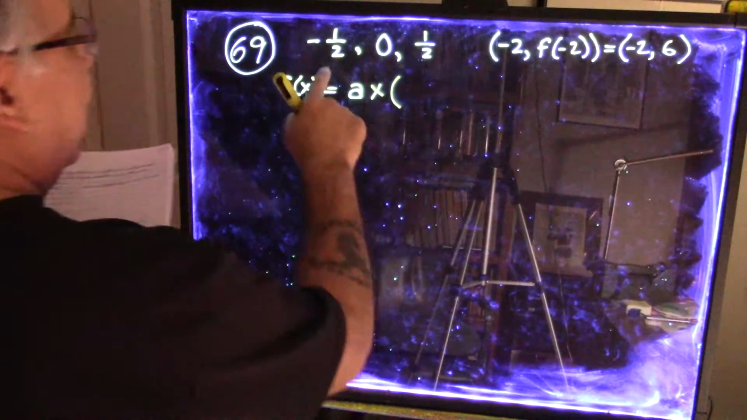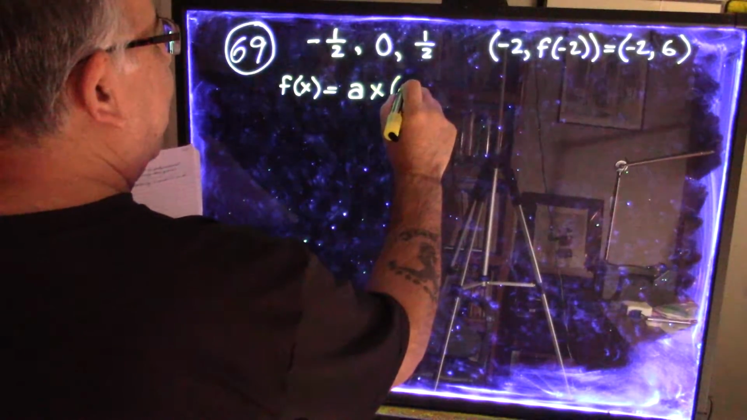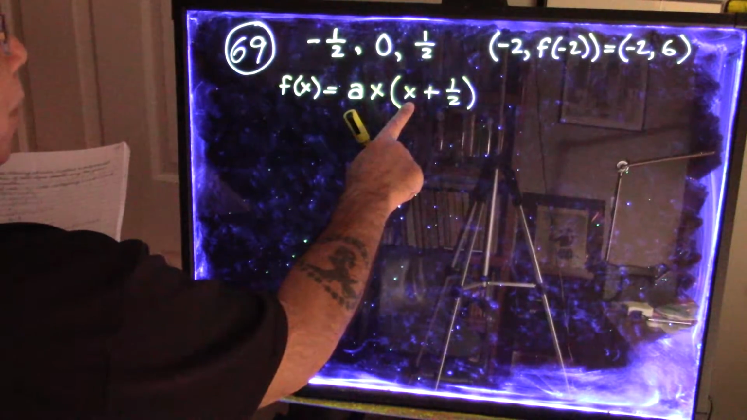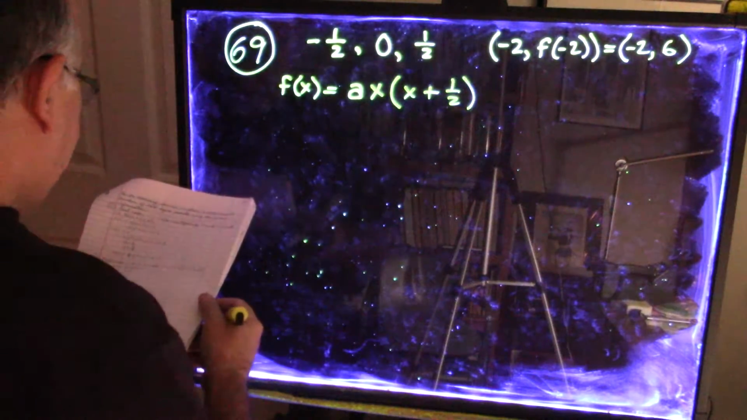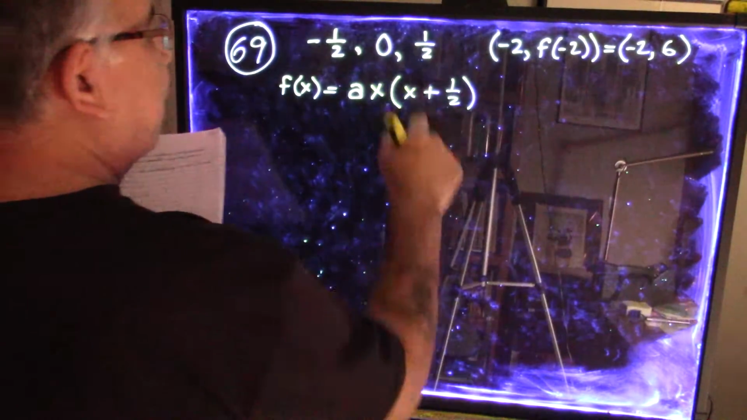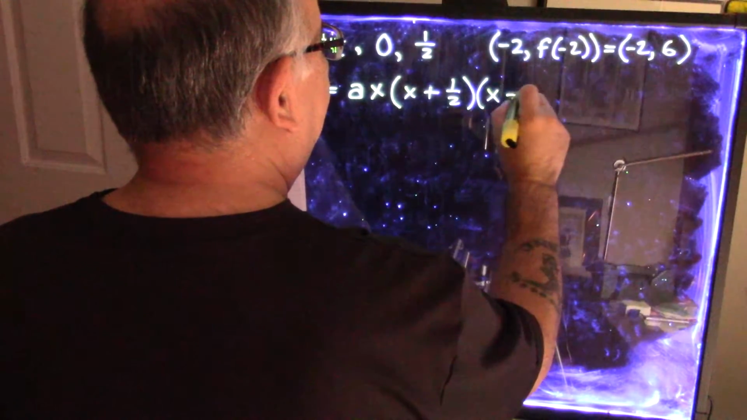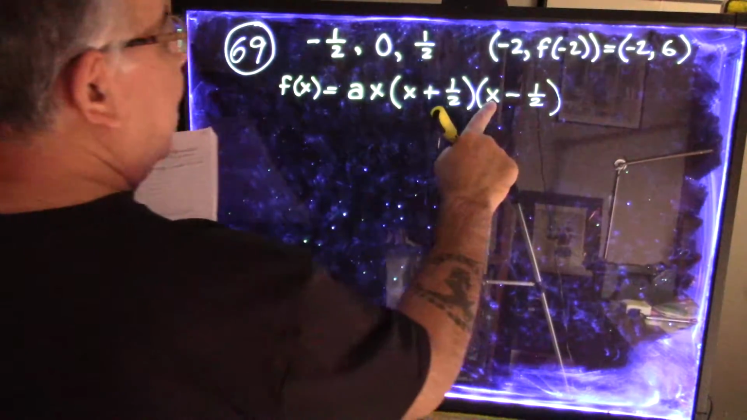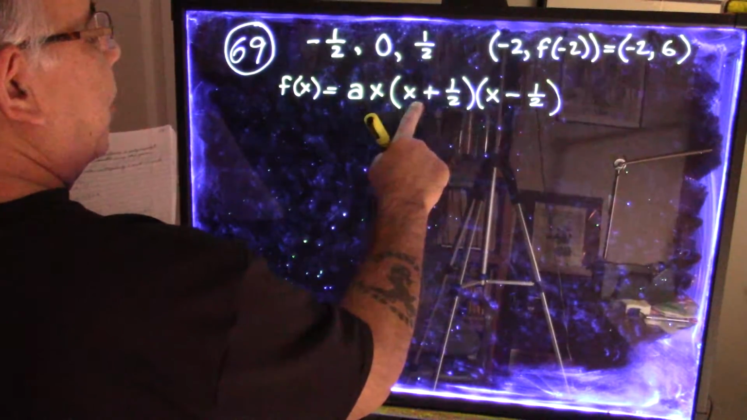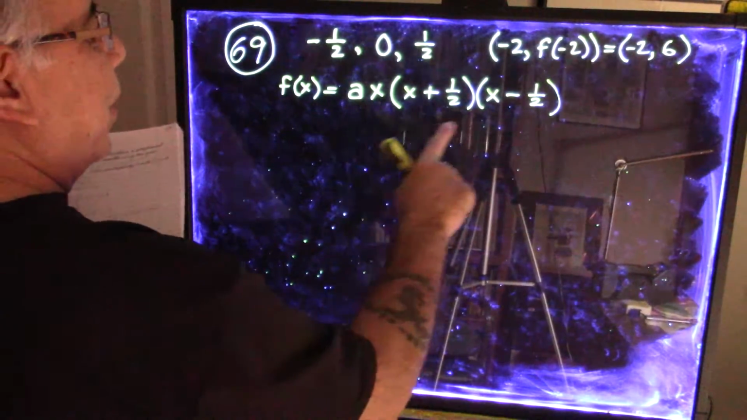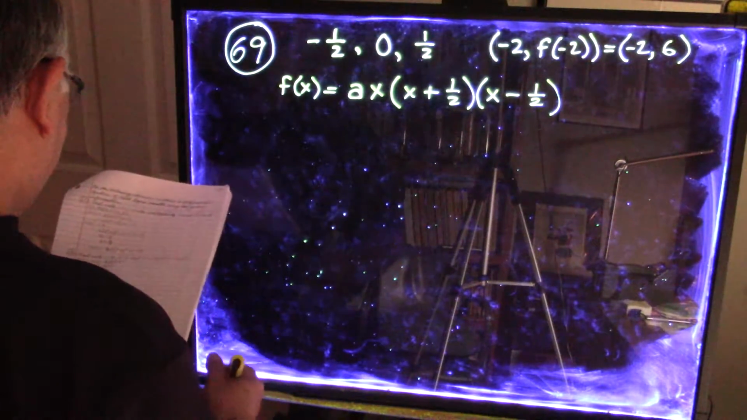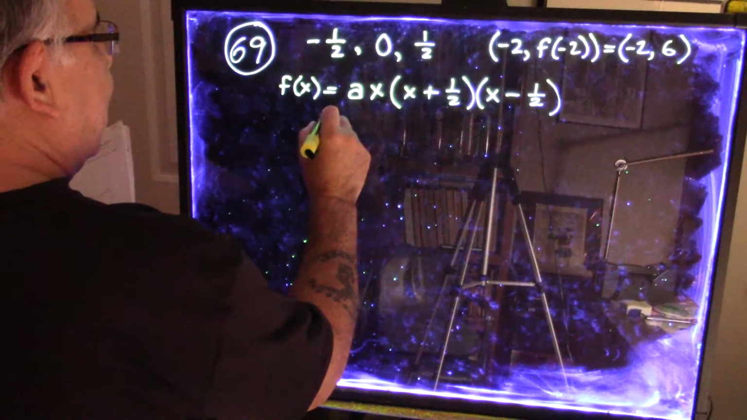And then we've got x plus 1/2 from that root. So if x equals -1/2, -1/2 plus 1/2 is 0. And then we've got x minus 1/2 from this one. So if x equals positive 1/2, 1/2 minus 1/2 is 0. 0 times all of that is going to make everything vanish, and that'll be a 0.